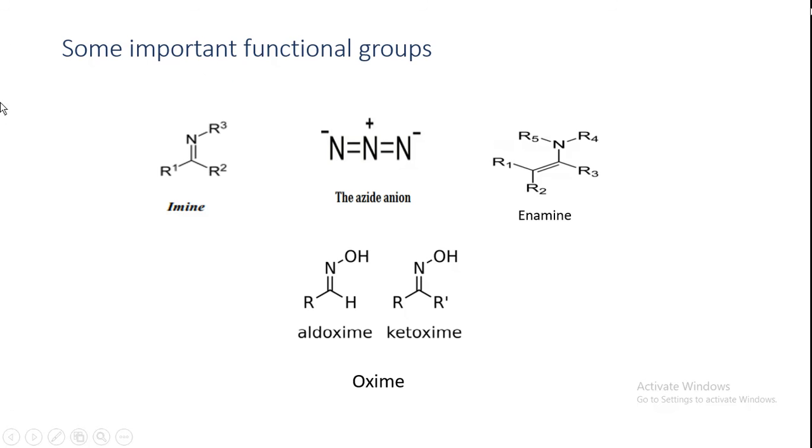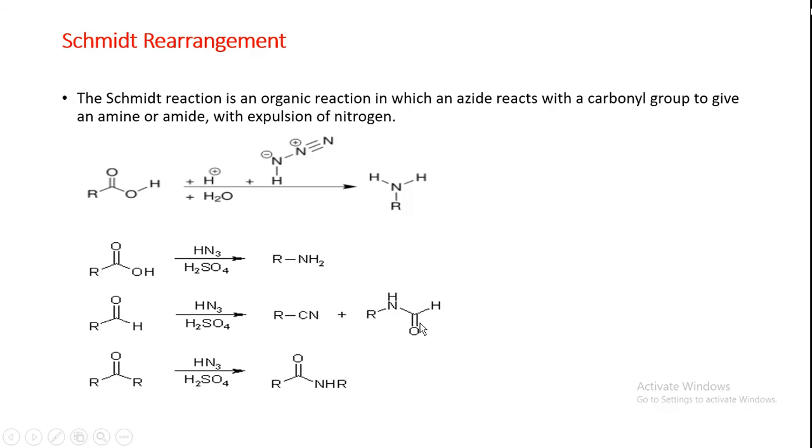Next, let us see some important functional groups which are used in the Beckmann rearrangement and Schmidt rearrangement. This is imine, C double bond N. Then this is azide, N3 minus, that is the azide anion. Then this is enamine. Why is it enamine? Amine is there, N, then "en" for the double bond, so enamine. Then next, oxime. There are two types of oxime, aldoxime and ketoxime. Why is it aldoxime? Because of the presence of H, since RC double bond OH is an aldehyde. From the aldehyde this oxime is derived, so it is known as aldoxime. And here you see RC double bond OR, that is a ketone. From the ketone this oxime is derived, so it is known as ketoxime.